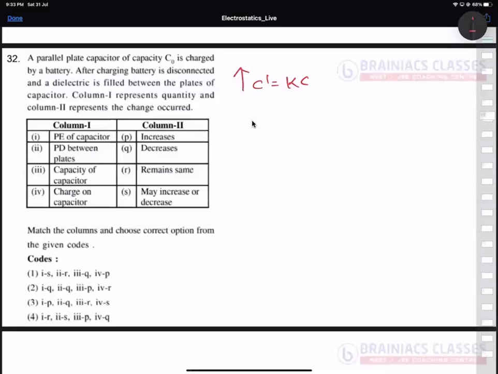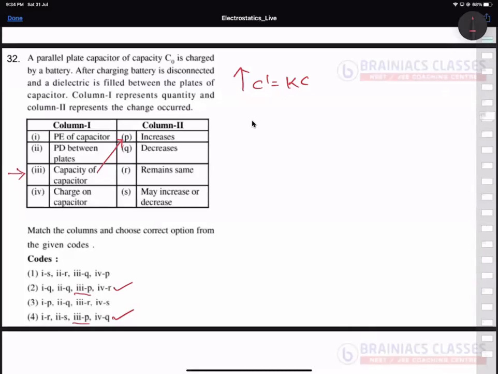Now we'll look into each of these options. I told you capacitance increases, so the third option, capacity of capacitor, will be increases. The third one increases, so it will go here, and two options match it: 2 and 4.